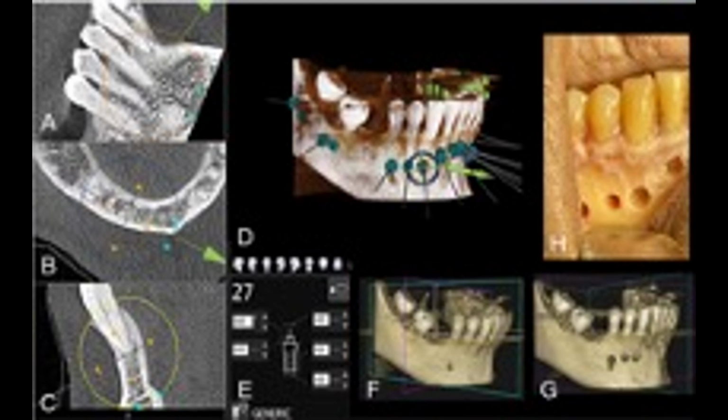CBCT scan was taken pre-operatively for the whole arch, and also it was taken post-operatively for also the single arch. After osteotomy and root end resection, the pre-operative CBCT scan was superimposed on the post-operative CBCT in a superimposition software, and the accuracy was determined by calculating 2D and 3D deviations.